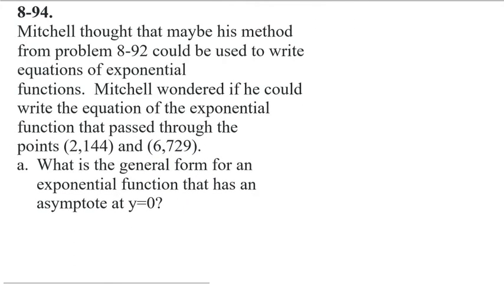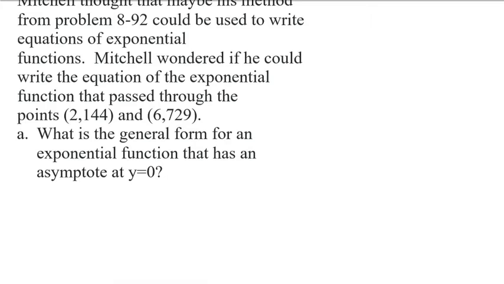Next problem. Mitchell thought maybe his method from problem 92 could be used to write equations of exponential functions. He wondered if he could write the equation of an exponential function that passes through (2, 144) and (6, 729). What is the general form for an exponential function that has an asymptote at y equals 0, the x-axis? So that would be y equals a times b raised to the x power.